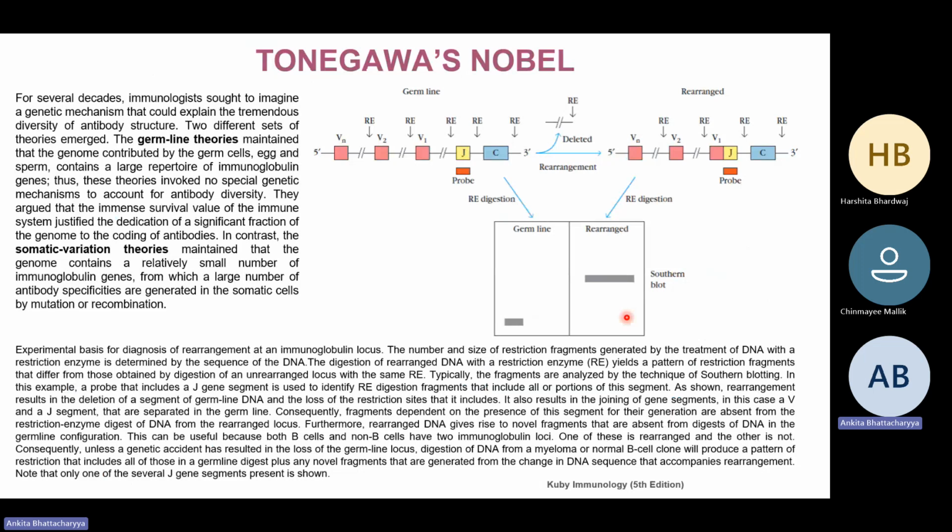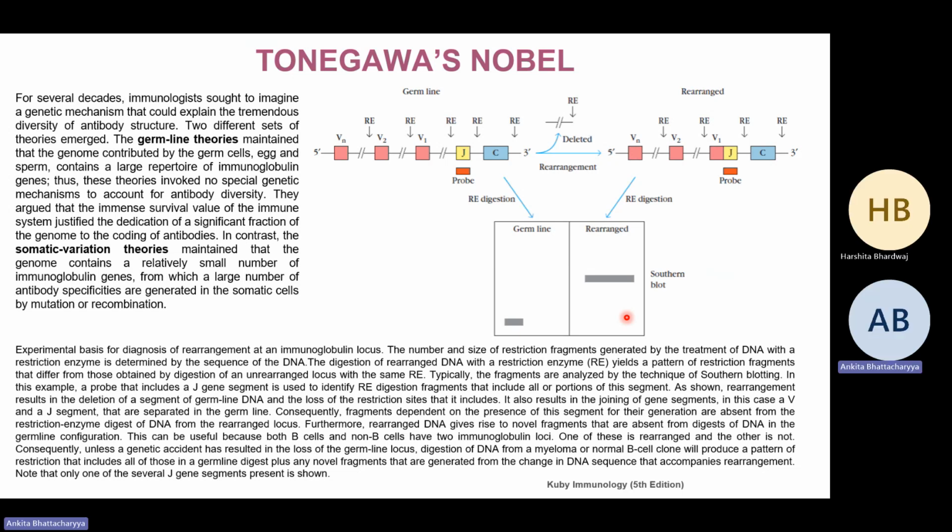Then we had a lot of discussion about Tonegawa's model, and how Tonegawa made the discovery about the entire process of gene segment rearrangement. He made that extensive discovery about gene segment rearrangement that occurs within these cells, and the experimental evidence for the same. What is the expected blot that comes out as a result of this experiment? Something like that can also come as a question for you, so you can look at that.